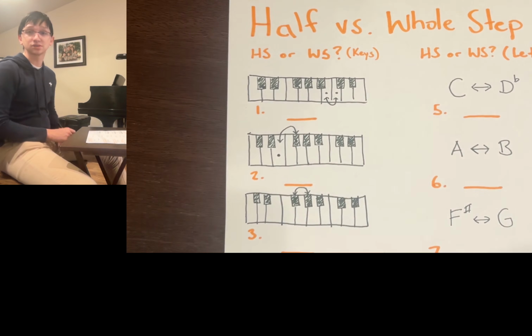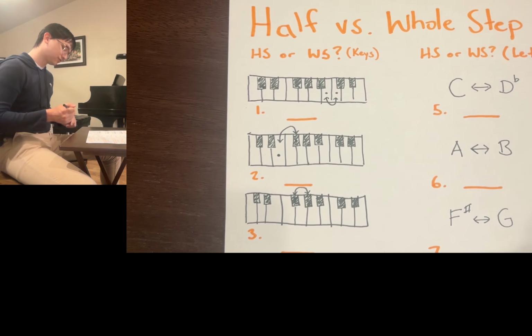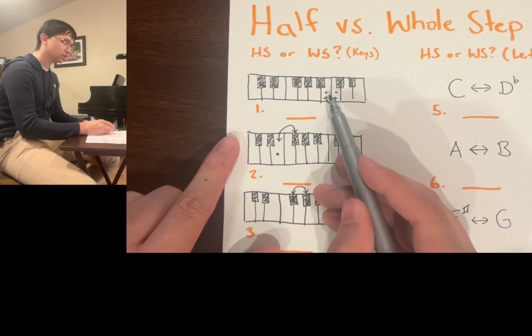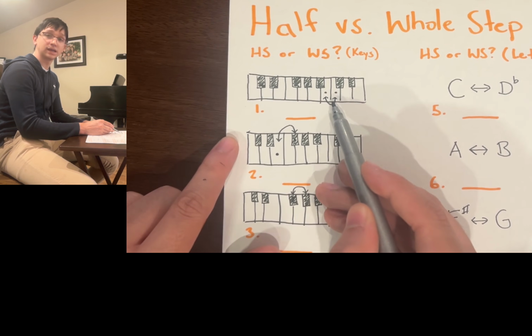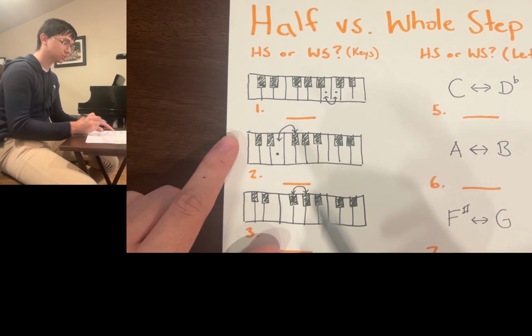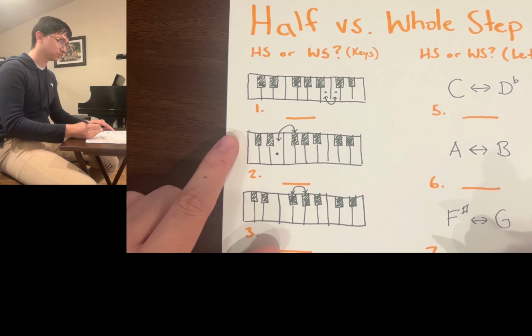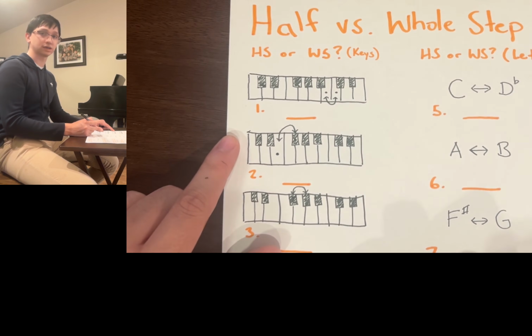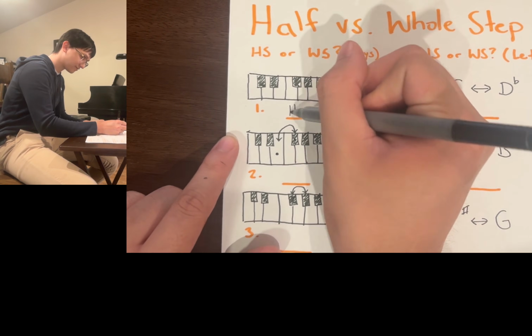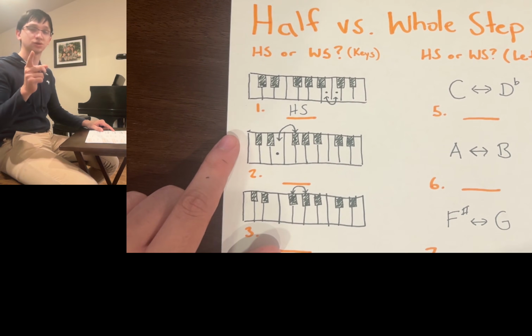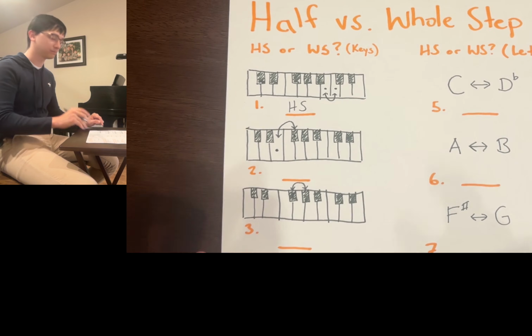Now remember, this is the tricky one, and it feels like a bit of a trick question even though it really isn't. These two notes are right next to each other. There's no black key in between. They're adjacent, as we would say. And so this distance right here is a half step. Remember that a half step is whenever we go from one note to the very next note. Doesn't matter if it's a white key or a black key.